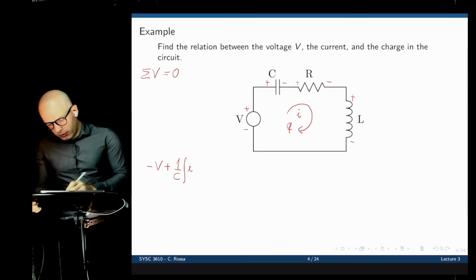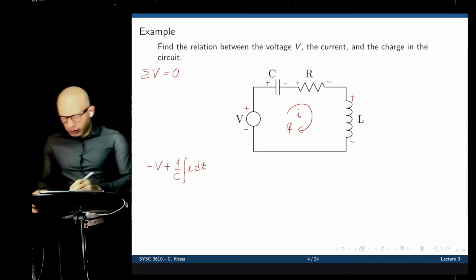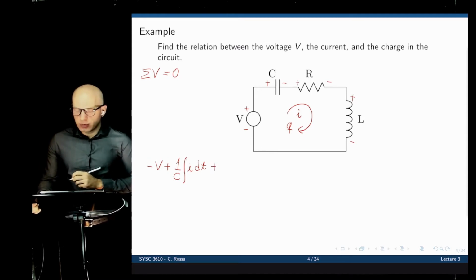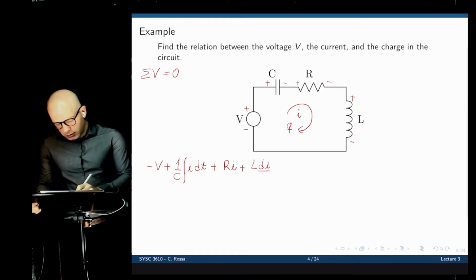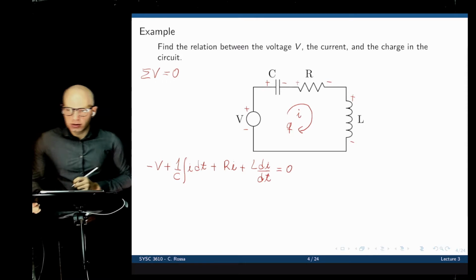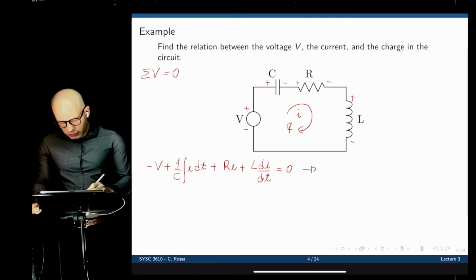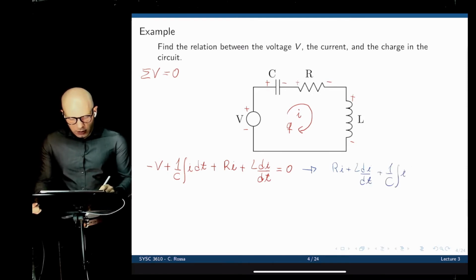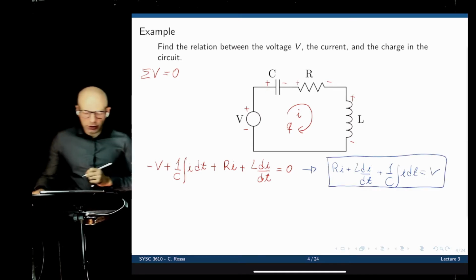Exactly, 1 over C integral of I of t. I'm going to omit here dt, plus now the voltage drop across the resistor, which is Ri, and plus the voltage drop across the inductor, L di dt, and this is equal to 0. Of course, you can rearrange this and then just write Ri plus L di dt plus 1 over C integral of I dt equals V. So here we have the equation that relates V and I.